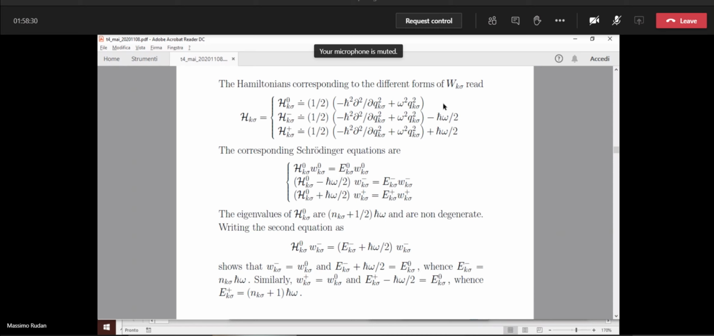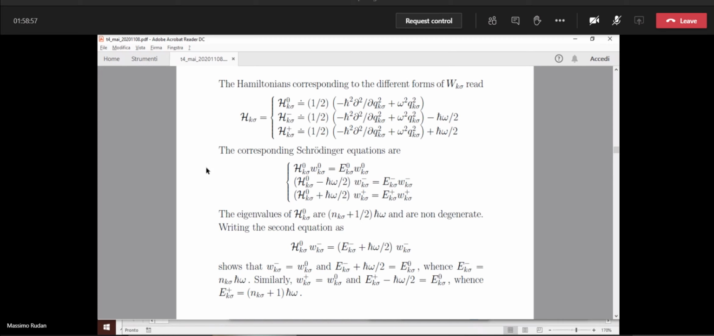In the second line, we have the same Hamiltonian as above minus h bar omega divided by 2. Because of the minus, we call it h minus. And in the third line, we have the Hamiltonian with the plus, and we call it h plus. Okay?